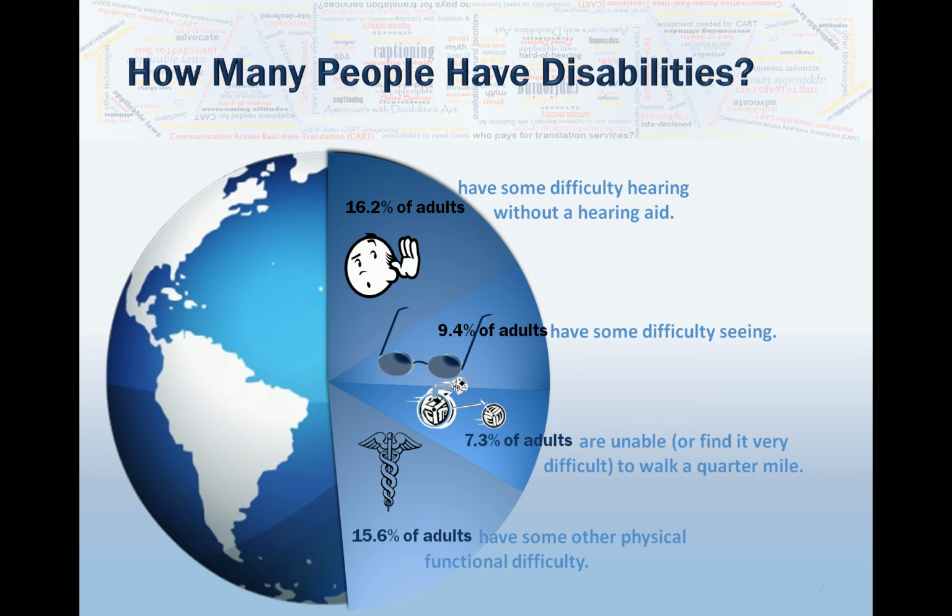How many people have disabilities? Overall, 37.1 million adults aged 18 years and over experienced some hearing difficulty without a hearing aid in 2010. 21.5 million adults have vision trouble. 16.7 million adults were unable to walk a quarter mile. There were 35.8 million adults with other physical functioning difficulties.